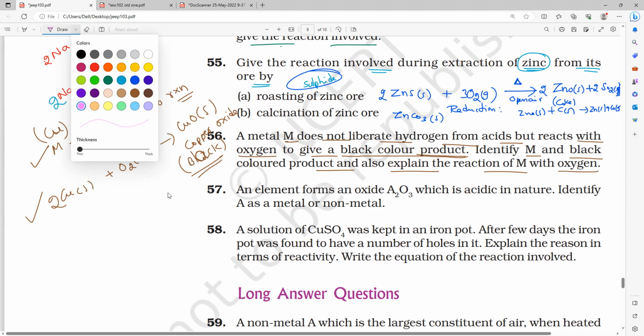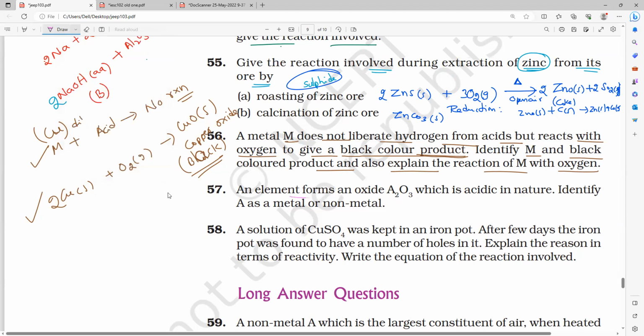Clear, over everybody? Yes. Complete, Amma. Many big questions are there. Please make sure it is over. Next question.